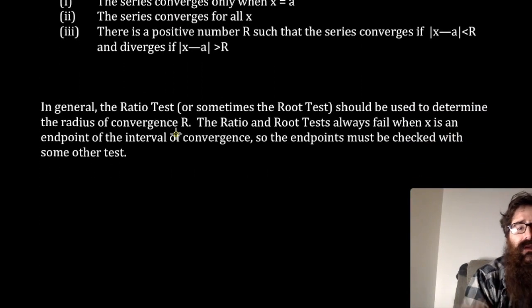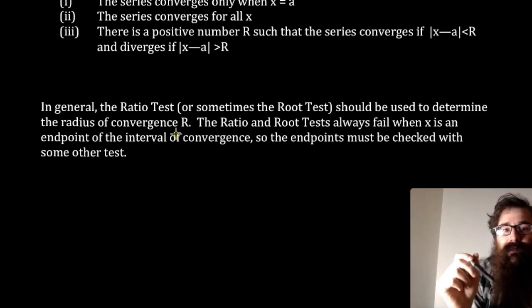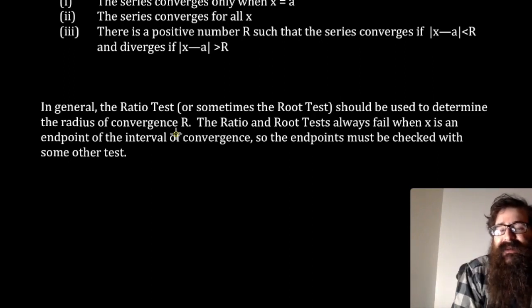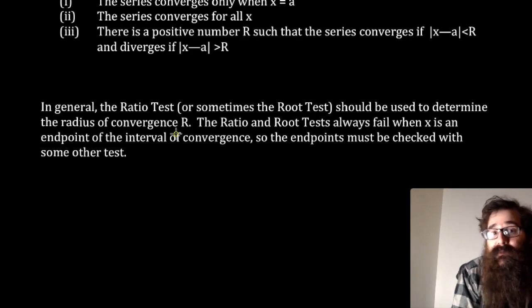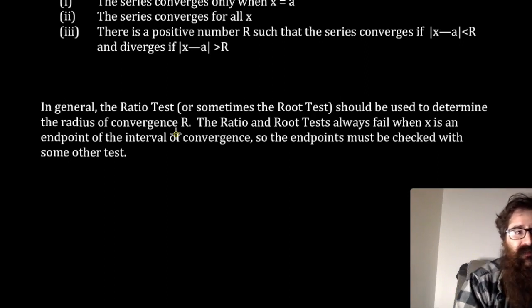What we're going to do in this section is, given a power series, determine whether that power series is going to converge on some radius. We want to find that radius of convergence. We also want to find an interval of convergence as well. So we're going to start by using the ratio test most likely. In general, the ratio test, sometimes the root test, should be used to determine the radius of convergence, capital R. Remember that the ratio and root tests always fail at the endpoints of an interval of convergence. So we have to check those endpoints manually with some other test.